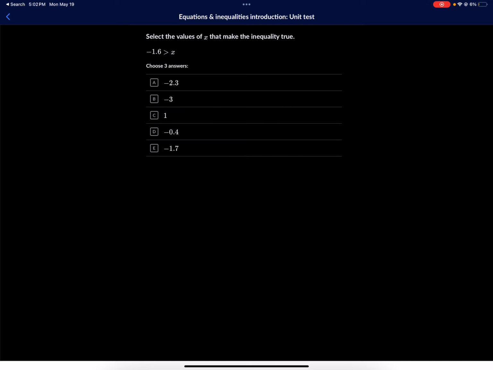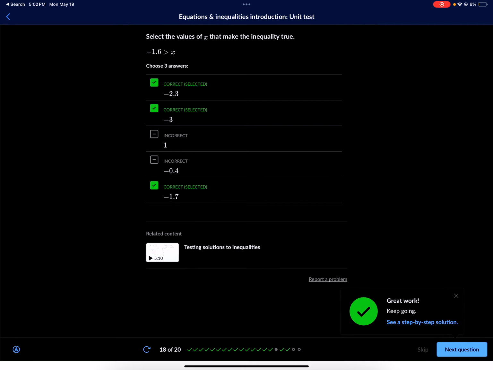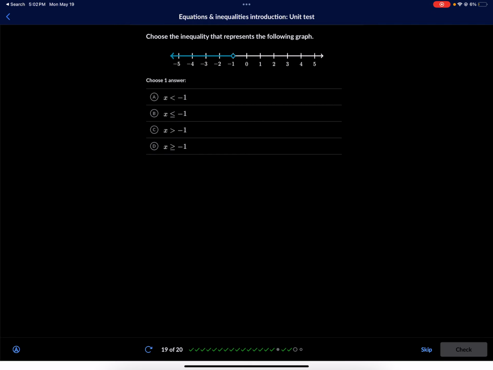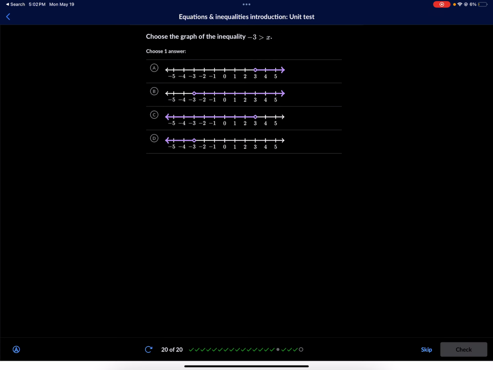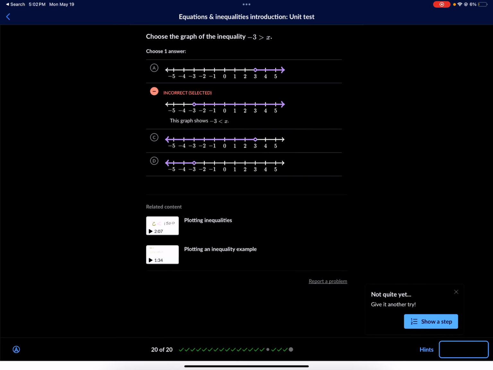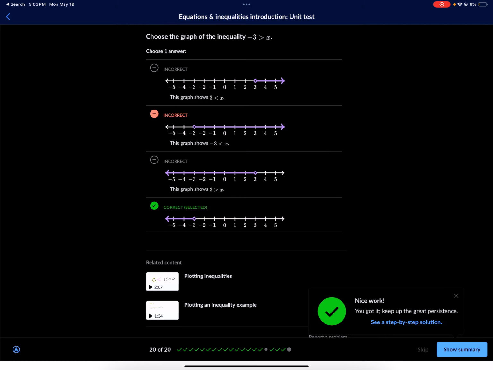The answer is y equals x. If you got that right, good job. The answer is A, B, and E. If you got that right, good job. The answer is A. If you got that right, good job. The answer is B. If you got that right, good job. Oh, greater than? -3 is greater than x. Okay, it's D. If you got that right, good job.